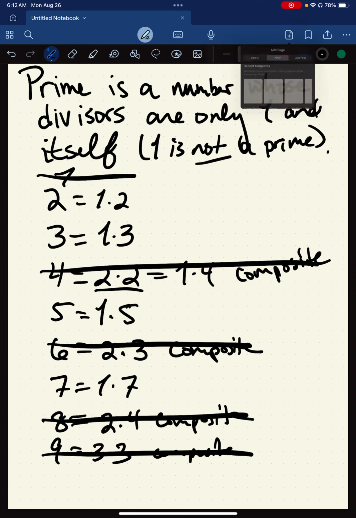So let's actually use this idea of primes to do some math. So we're going to talk about prime factorization. So let me write that up here. Prime factorization. And what we want to do is use primes as the building blocks of numbers. So what I mean by that is every number can be written as a product of primes, and they can be written in a unique way.